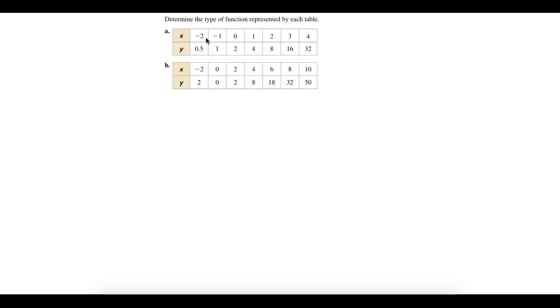So first, we're going to look at some data tables, and we're going to identify what types of functions are represented by the data in each table. So first, let's look at part A right here.